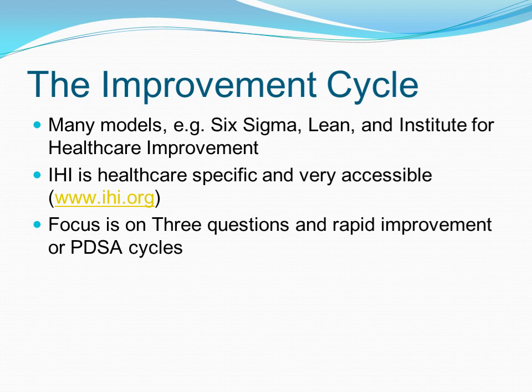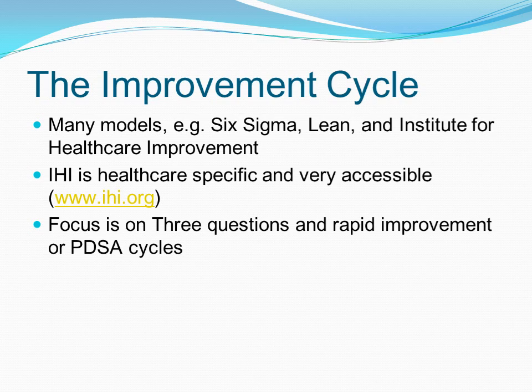So all the different ways that you do improvement involve a cycle. All improvement is small steps that you get feedback. It's a feedback loop of just trying a little bit and making a change and seeing if it works and modifying it, doing a little bit more. And there are lots of different models. You might have heard some of them. Six Sigma, Lean are two models. The Institute for Healthcare Improvement is where I tend to go, and so I like it because it's healthcare specific, it's very accessible, and a lot of their material is, in fact, most of it is free.